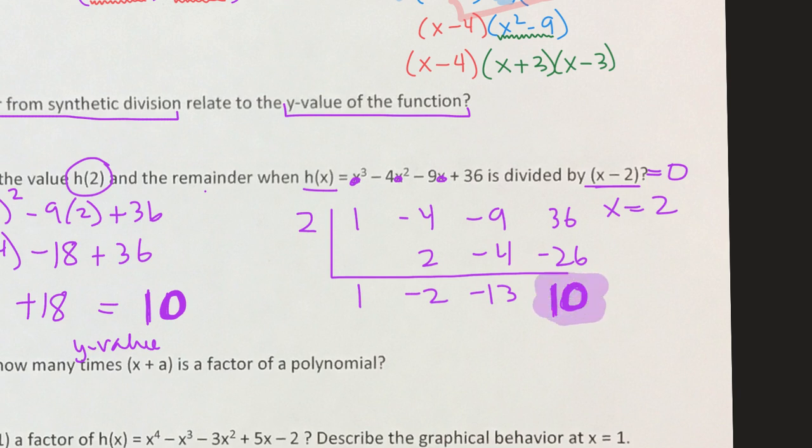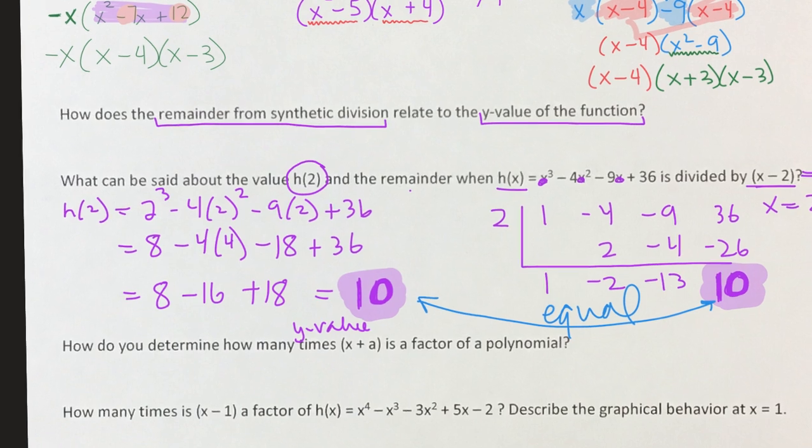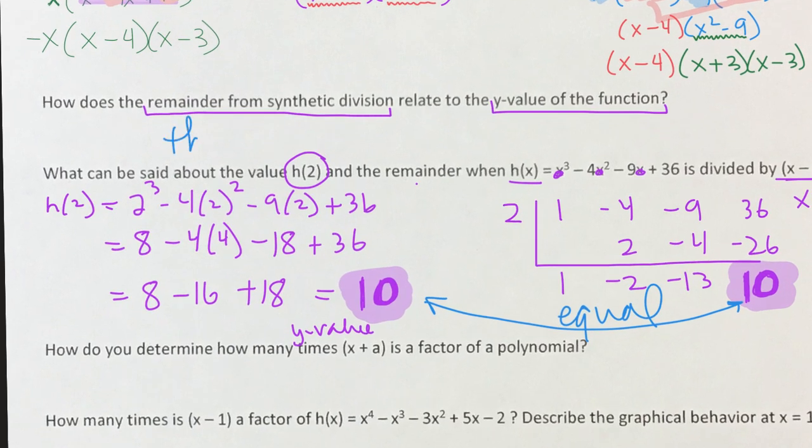So if I look at the remainder and the y value, well, how do they relate? Sure enough, they are equal. And they always will be. So up here, how does the remainder relate to the y value? The remainder equals the y value.